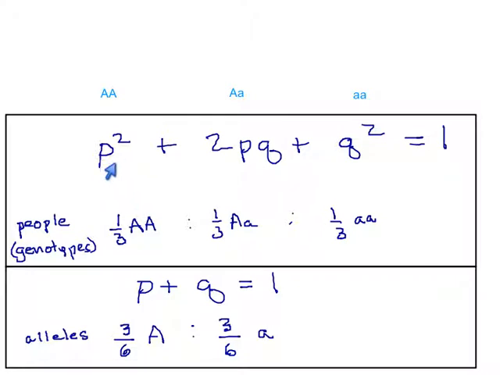So if you're working with this formula, the p squared term represents people who are double dominant. Sorry, let me back that up very slightly. Hardy and Weinberg use p to represent dominant, and then they chose the letter q to represent recessive.